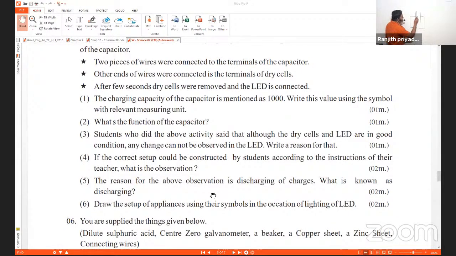So stored electrical charges are released, or you can write releasing the stored electrical charges. Okay, right. You can also write more: emission of electrical charges.